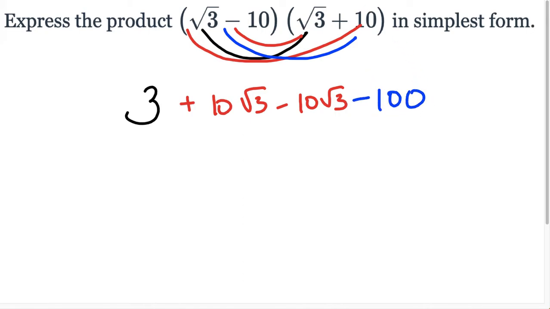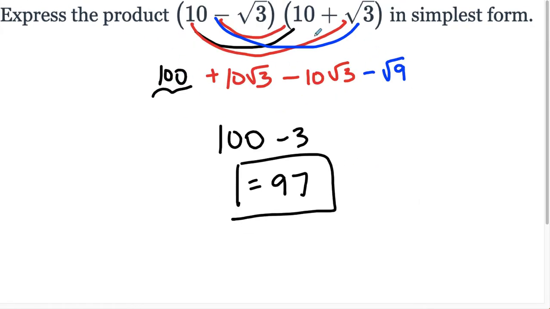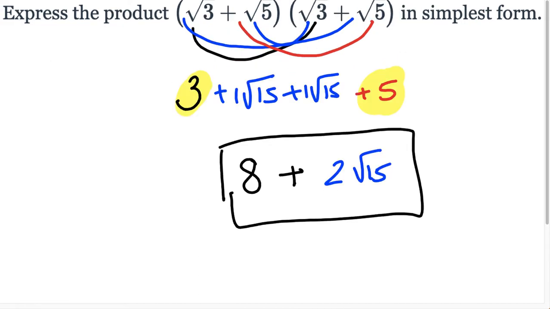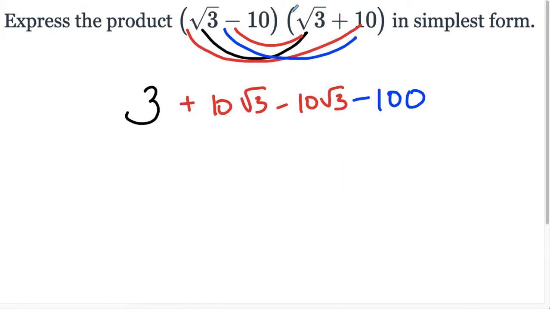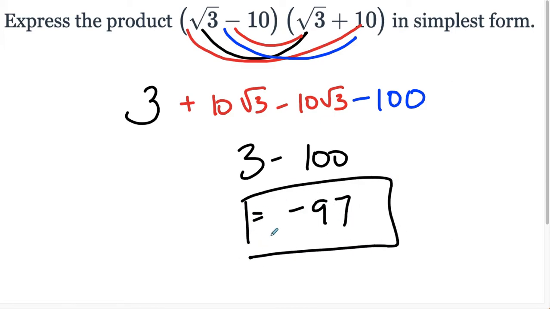All right, so although they are the same terms that we have received here, the order in which you do this is important, right? Because then when these two cancel out, you're not left with 100 minus 3, you're left with 3 minus 100.